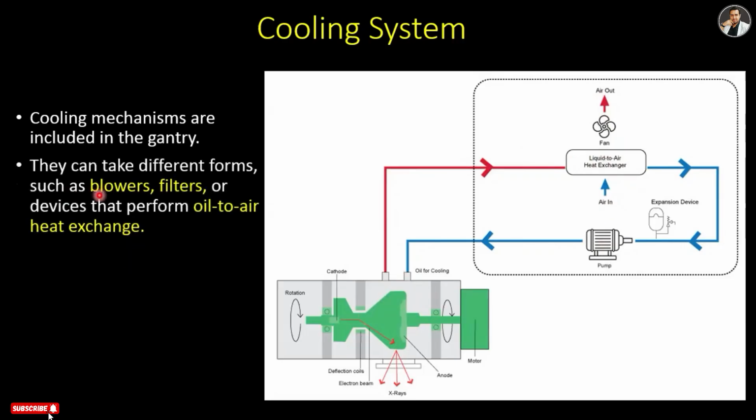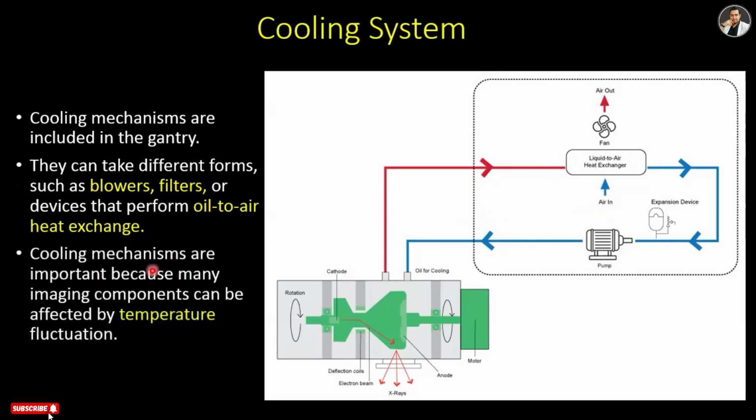They can take different forms such as blowers, filters, or devices that perform oil-to-air heat exchange. There are different kinds of cooling systems like blowers, filters, and oil-to-air heat exchange. This is an example of oil-to-air heat exchange. Cooling mechanisms are important because many imaging components can be affected by temperature fluctuation. If the temperature is not right, then the machine will not work properly. This is why the cooling system is useful.